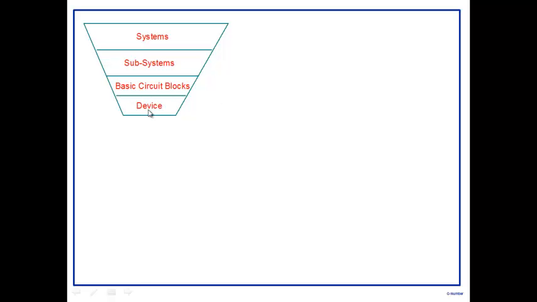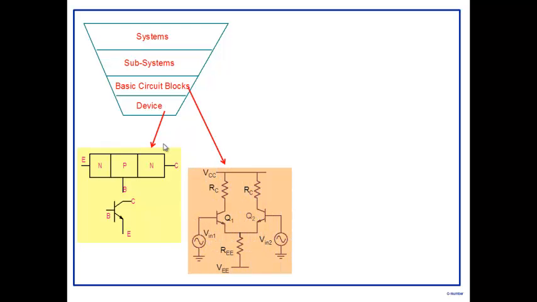And at the bottom, you see device. Then you see basic circuit blocks. And then you see subsystems. And then you see systems here. Now let me illustrate. Right? Device, an example of a device is bipolar. It could be MOS. It could be other devices as well. So besides bipolar and MOS, there are other kinds of devices as well. A basic circuit block, well, one of the basic circuit blocks that you'll read is a differential amplifier. There are many such basic building blocks.